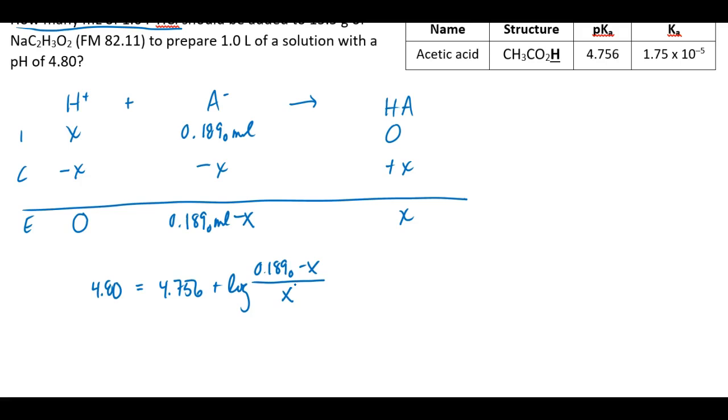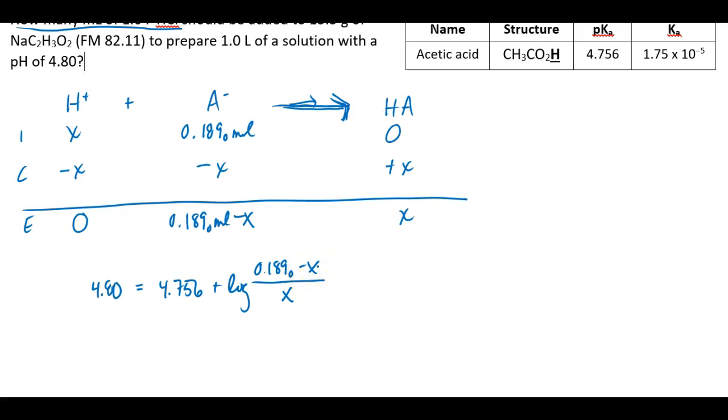So now let me ask you to think about something. We ignore these X's a lot. Should we ignore the X in this case? The answer is no. This reaction goes to completion. X isn't going to be small because this equilibrium lies to the right. Leave it there and don't ignore it.